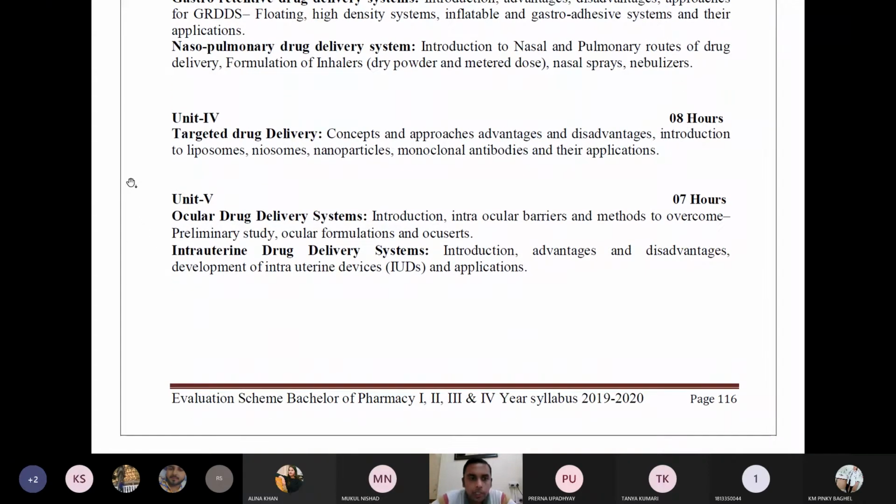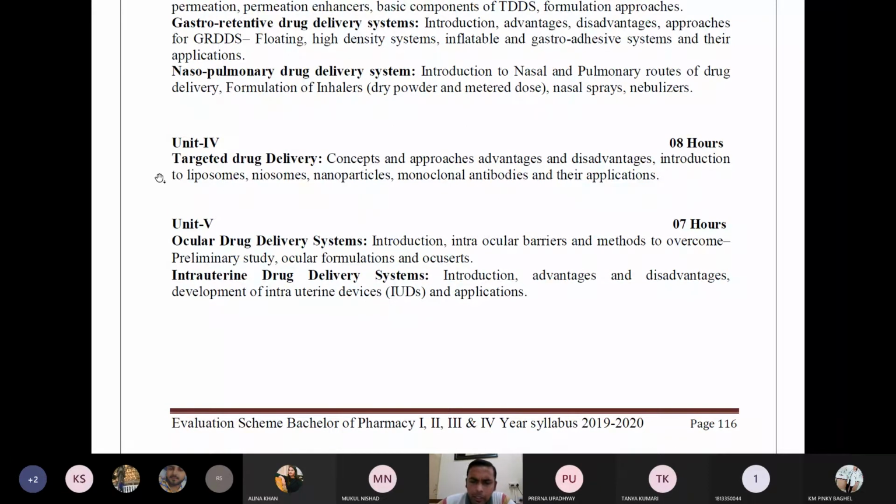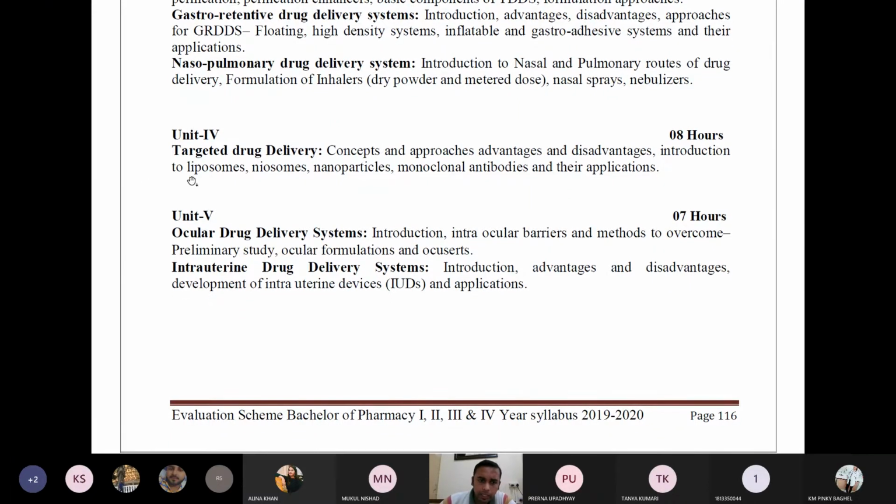Now in Unit 4 we shall learn about targeted drug delivery. Now what is targeted? You have some drug and you are trying to solve some disease. To solve the disease you are trying to send your drug to the targeted area, the site of action. So that's why the targeted drug delivery concept is coming. Liposomes, niosomes, nanoparticles, monoclonal antibodies and other things we are going to learn here.